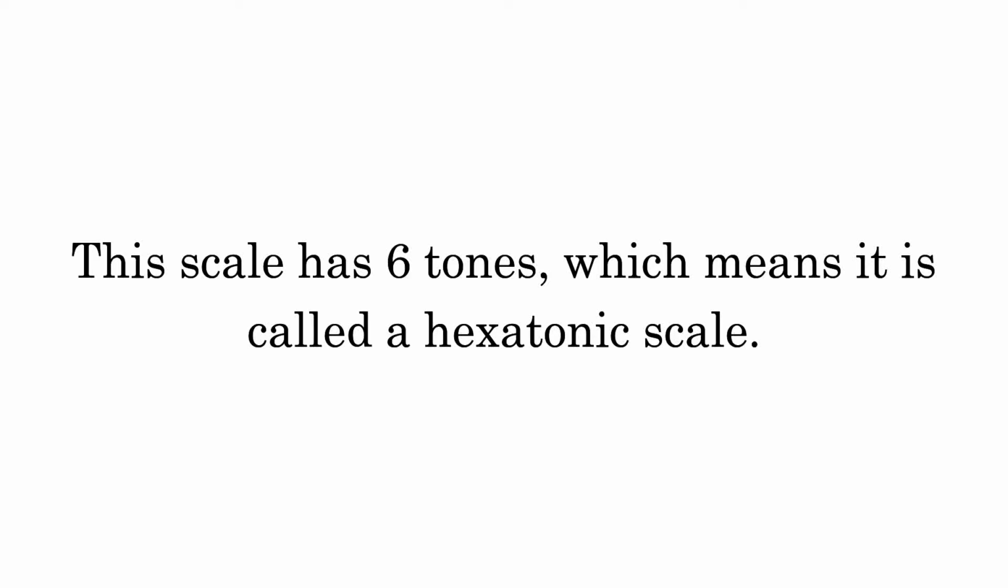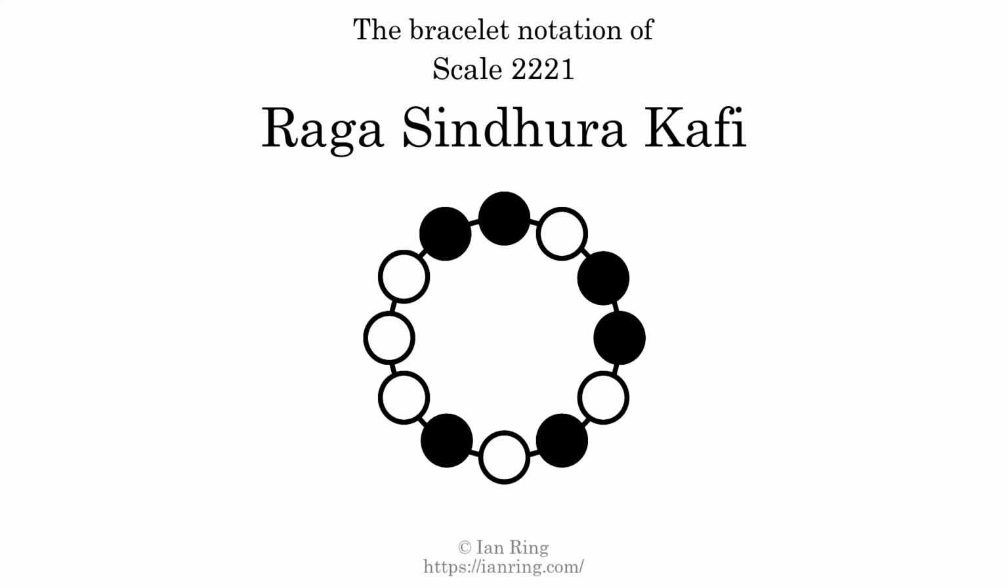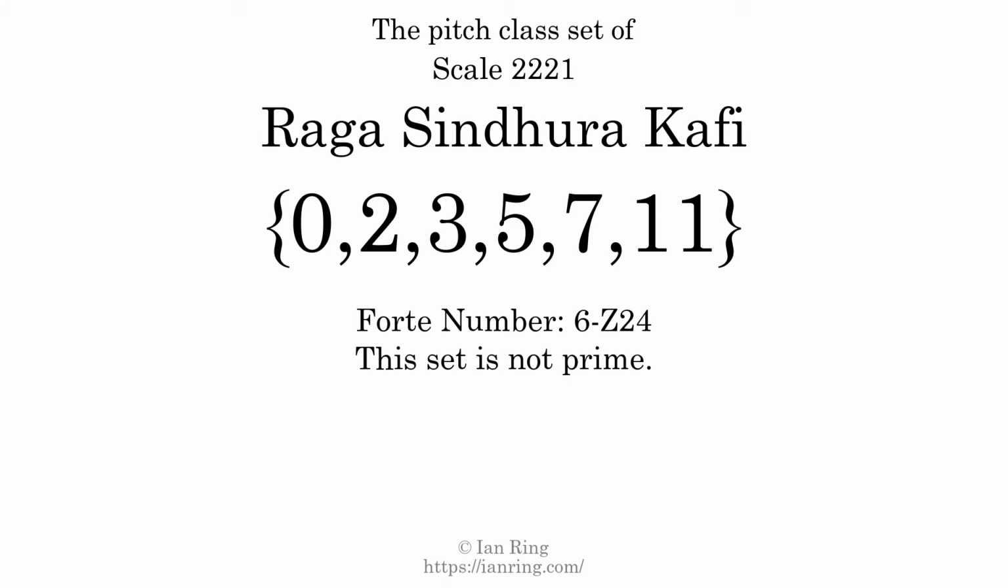This scale has 6 tones, which means it is called a hexatonic scale. This is a bracelet notation diagram of scale 2221. The shaded circles represent tones that appear in the scale, and they are read clockwise, starting at the top. The pitch class set for this scale is 0, 2, 3, 5, 7, 11. The forte class is 6Z24. This set is not prime.